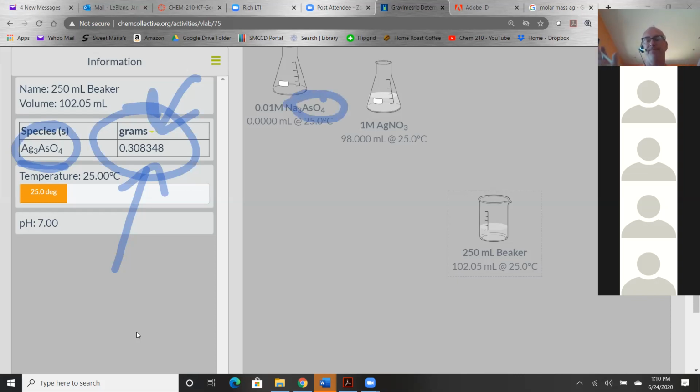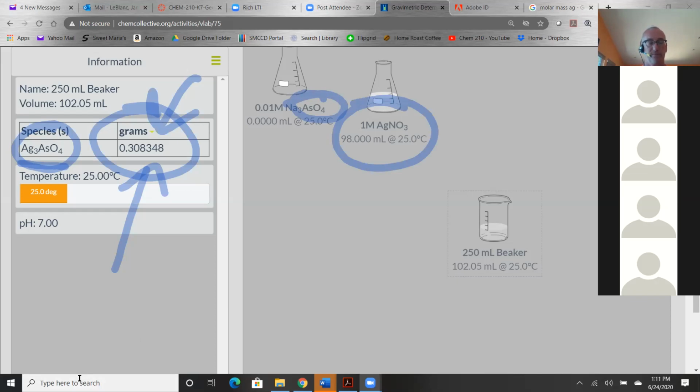It means you can't make any more silver arsenate because all the arsenate ion is gone. And once all the arsenate ion is gone, you're not going to make any more product. You could add this whole thing of silver and you're not making any more, okay? So let's add another little bit and see if we get an increase.